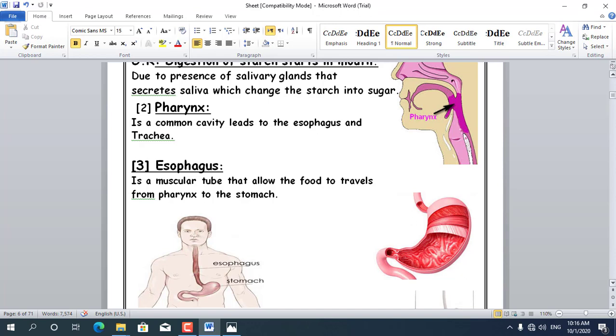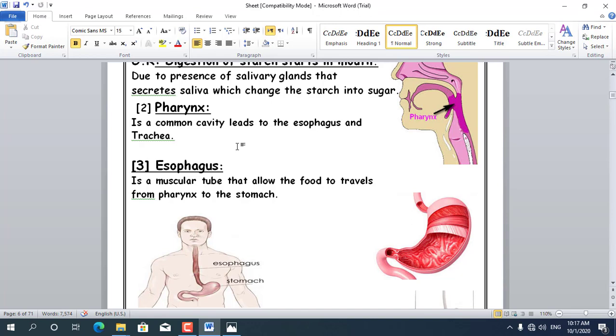Now we are taking the digestive system, so we take the esophagus. The pharynx is a common cavity leading to esophagus in the digestive system and trachea in the respiratory system. A complete question may say: pharynx is a common cavity leading to space and space. The answer is esophagus and trachea.